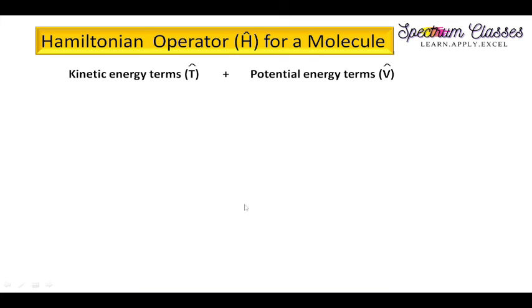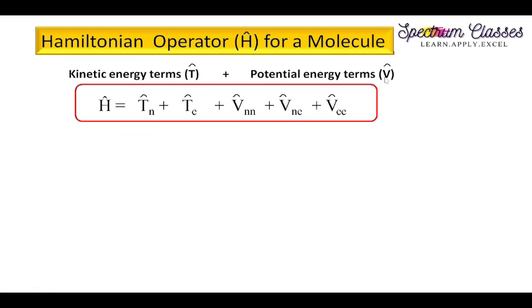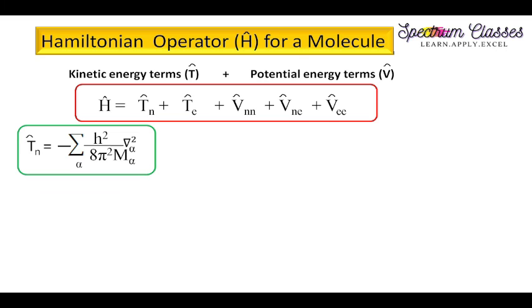So here first we are adding all these terms, kinetic terms and potential energy terms. Kinetic terms are represented by the T operator, right? And potential energy terms will be represented by this V operator. And as a whole, the Hamiltonian comprises this many terms, as we discussed in our previous slide.